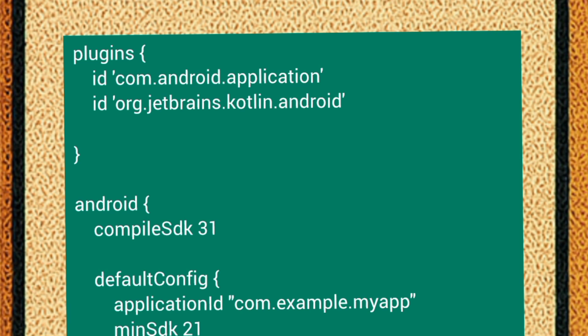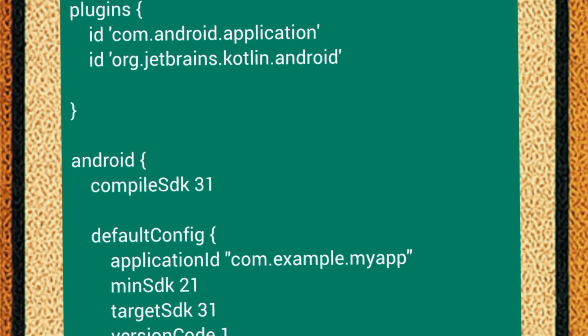Now let's explain it clearly. id com.android.application. This tells Gradle, we're building an Android application, a full app that you can install on phones. id org.jetbrains.kotlin.android. This means we're going to write this app using the Kotlin language. So now Gradle knows it needs to support Kotlin in the build process.